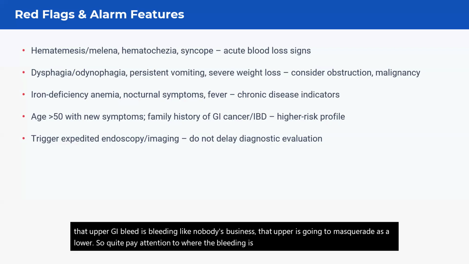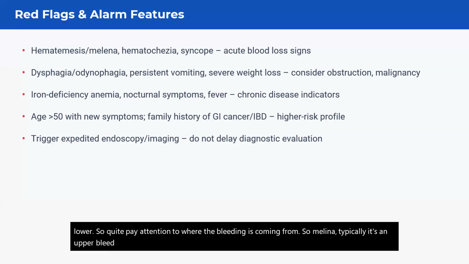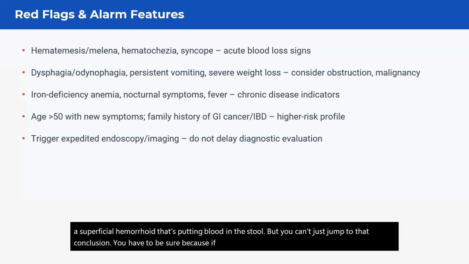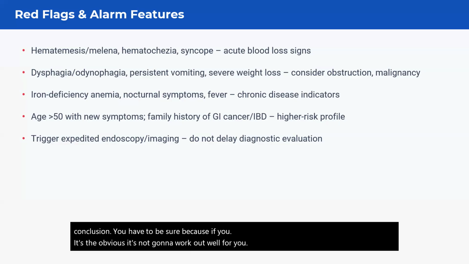So melena, typically it's an upper bleed. Hematochezia, usually it's a lower bleed. And yes, 9 out of 10 times it's going to be a superficial hemorrhoid that's putting blood in the stool, but you can't just jump to that conclusion. You have to be sure, because if you miss the obvious, it's not going to work out well for you. Now, you always want to think physiologically, not just anatomically first.